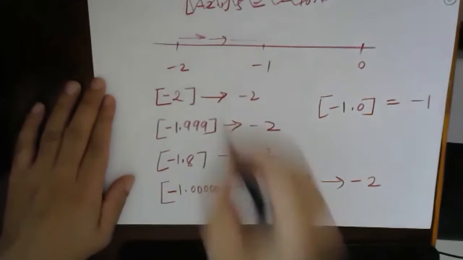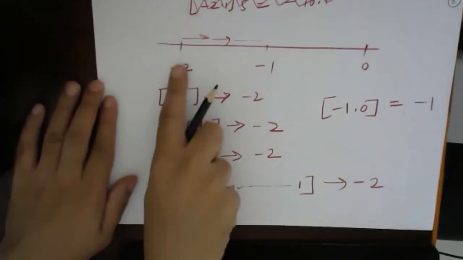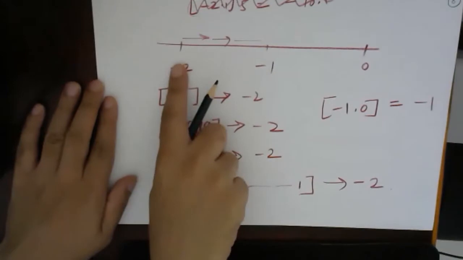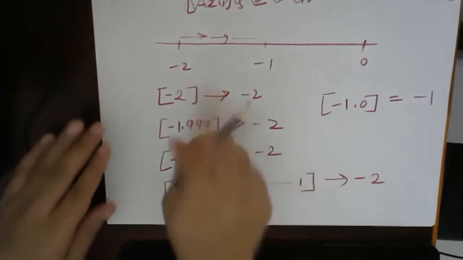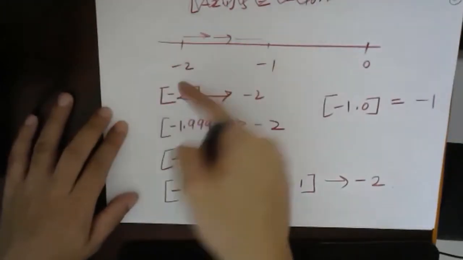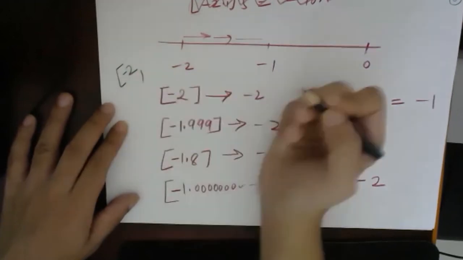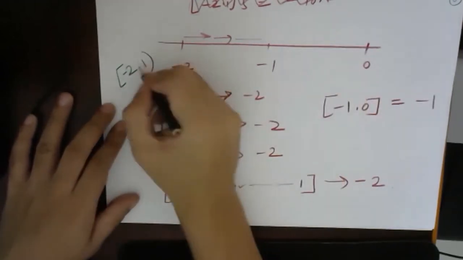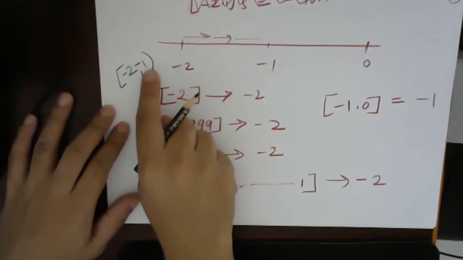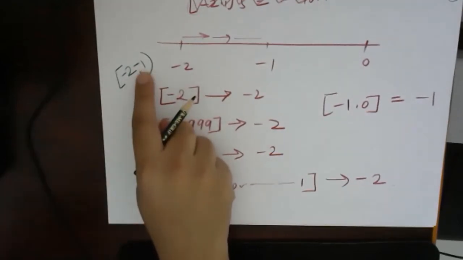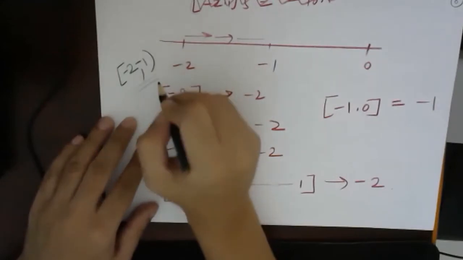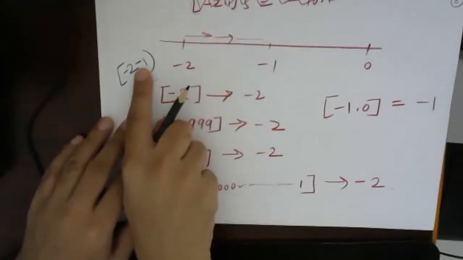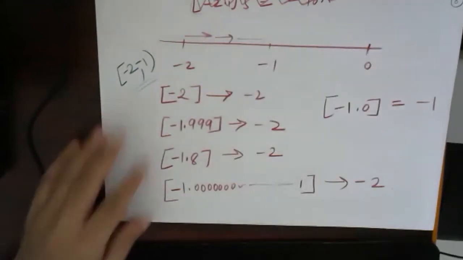So from which value to which value will you get minus 2? Minus 2 will start from minus 2 to minus 1. As soon as I write minus 1, it will give me output minus 1. But I will keep minus 1 in an open bracket so that it will not include minus 1. It will include all the values before minus 1.